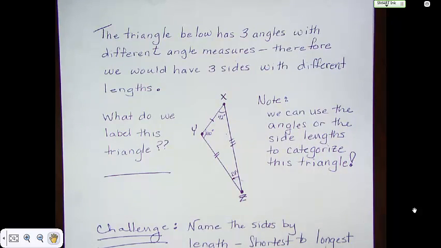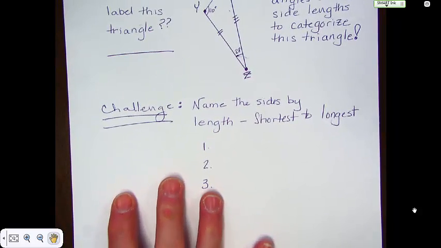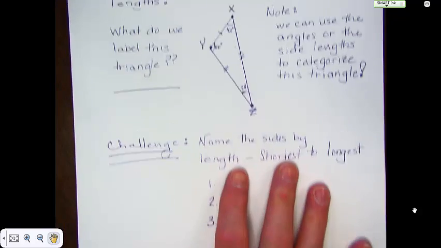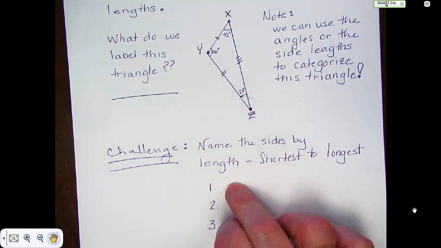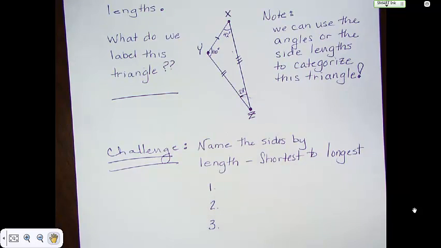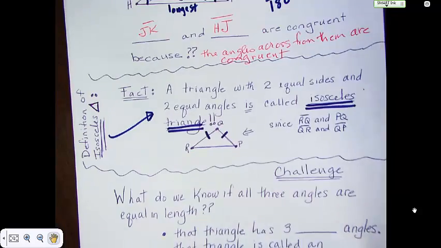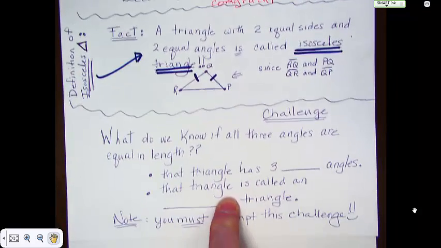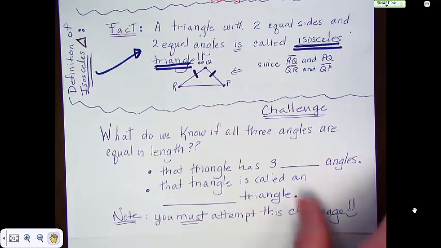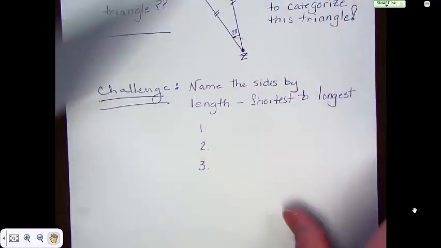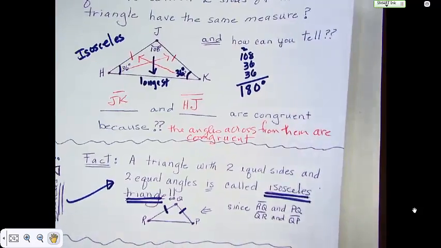So, I will put this up here. This is what you need to do for me. You need to show me, give me the name of this triangle, and you need to label the sides. And remember that you also have a challenge here, that you have to tell me about a triangle that has three equal sides and why. You must do this. You must do both of these challenges. It's required. It's not optional.